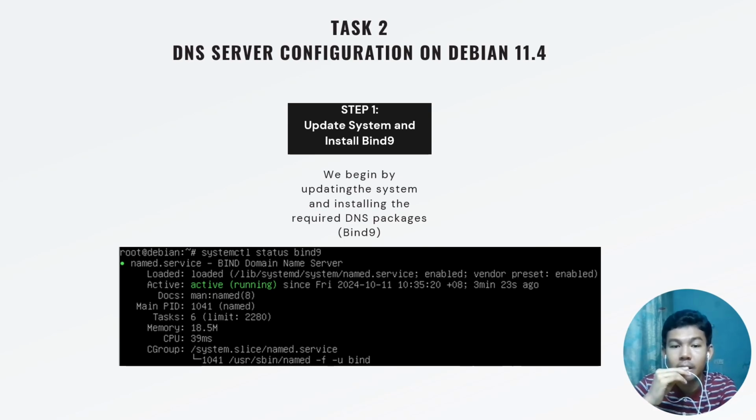Task 2, DNS server configuration on Debian 11.4. Step 1, update the system and install BIND9. We begin by updating the system and installing the required DNS package, BIND9. The command is systemctl status bind9, for checking whether BIND is running or not.